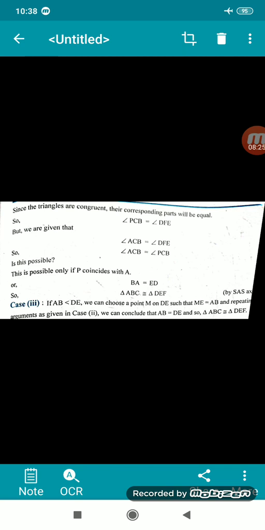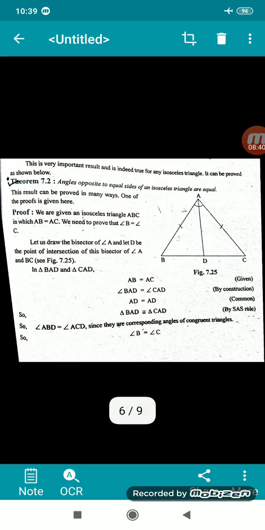Now case 3. If AB is less than DE, we can choose a point M on DE such that ME is equal to AB, and repeating the arguments as given in case 2, we can conclude that AB is equal to DE. So triangle ABC is congruent to triangle DEF.